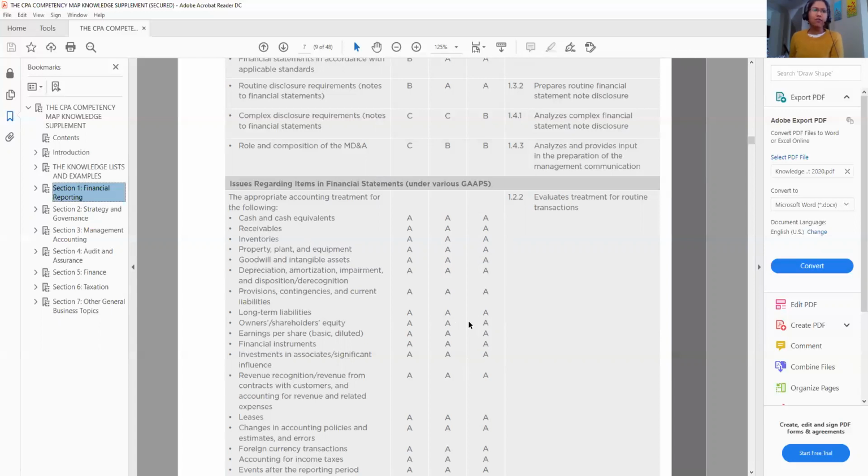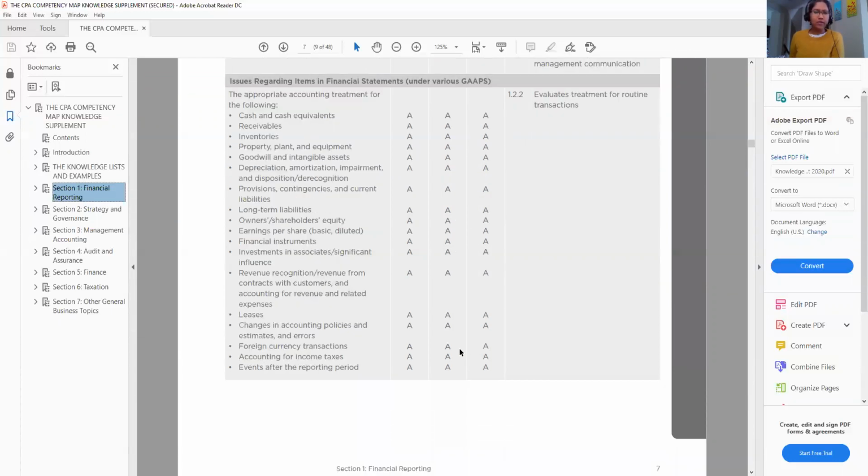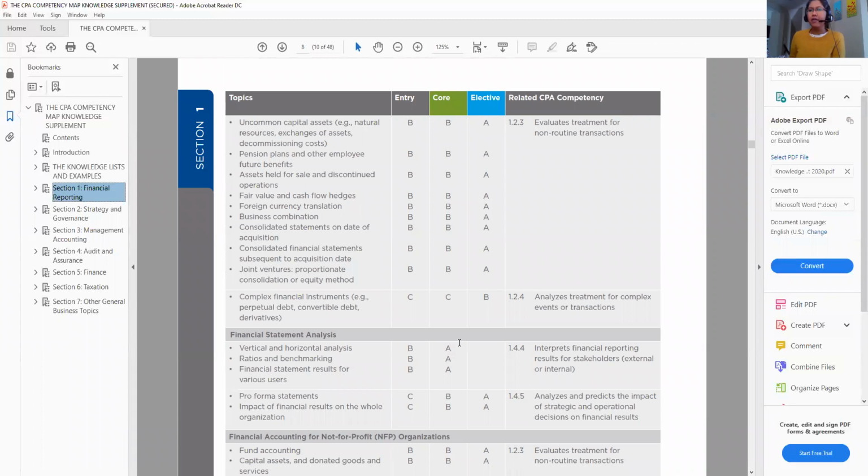Hopefully this is helpful, and this will help you to plan your studies and plan your chapter mapping easily. So I would suggest, please refer to the competency map in your studies.